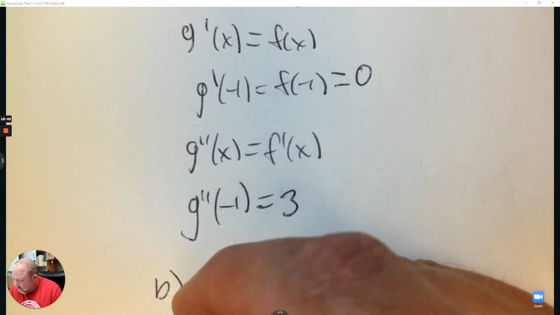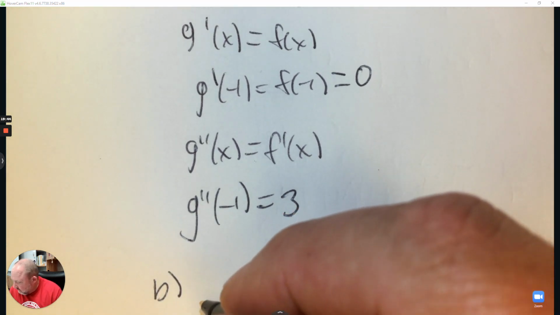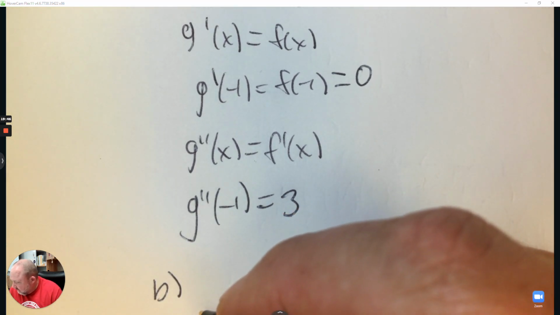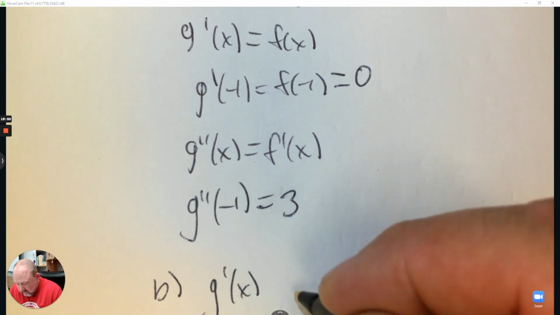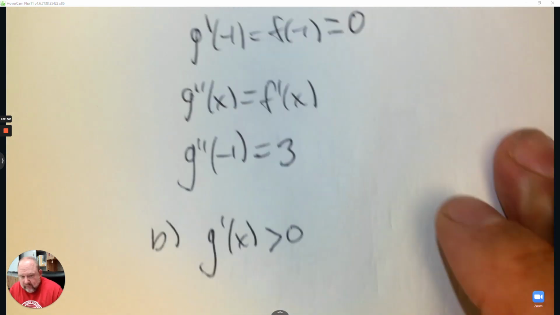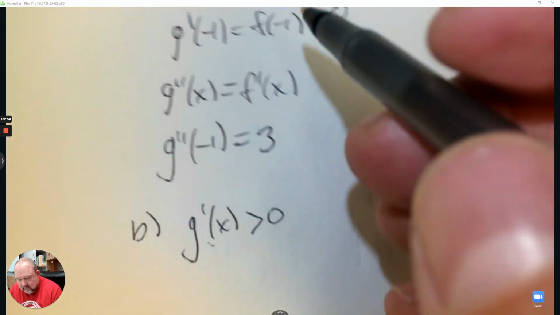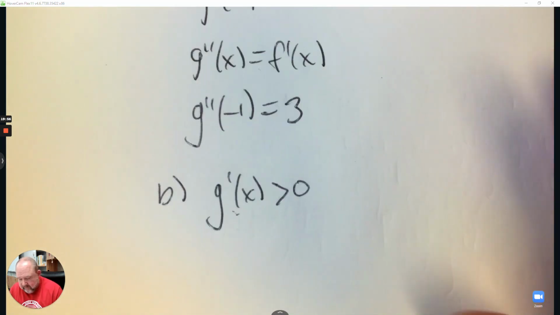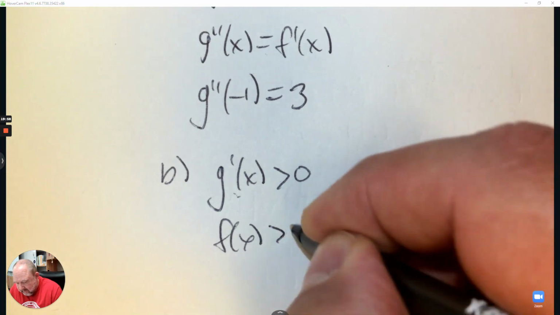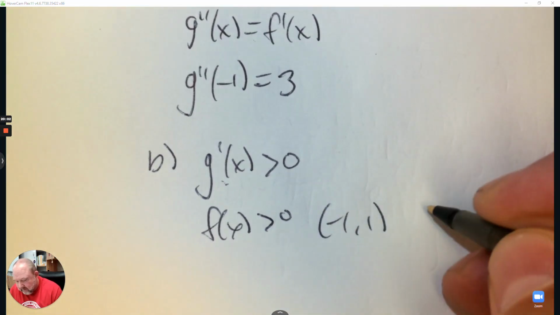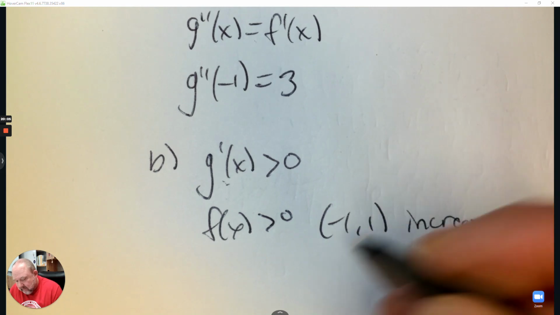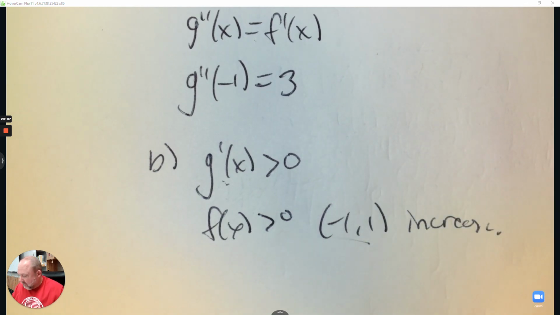Okay, part B. For what values from -2 to 2 is g increasing? So g is increasing when the derivative is positive. So this derivative is just equal to f of x. So where is f of x above the axis? That's from -1 to 1, it is increasing. So from -1 to 1, the graph is above.